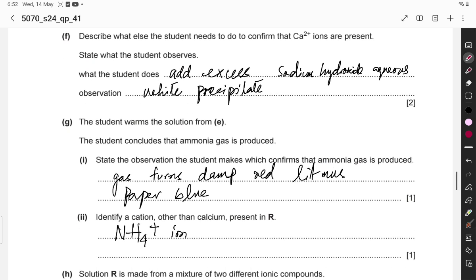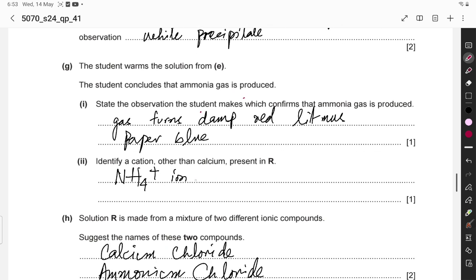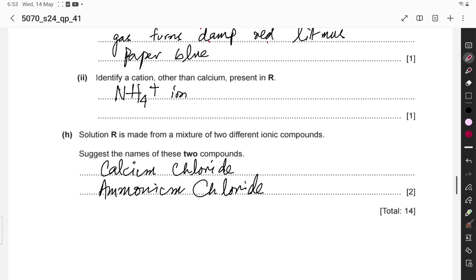The student warms a solution from E. The student concludes that ammonia gas is produced. State the observation the student makes which confirms that ammonia gas is produced. The gas turns damp red litmus paper blue. Identify a cation other than calcium present in R. If the gas turns damp red litmus paper blue, it means ammonium ions are present.